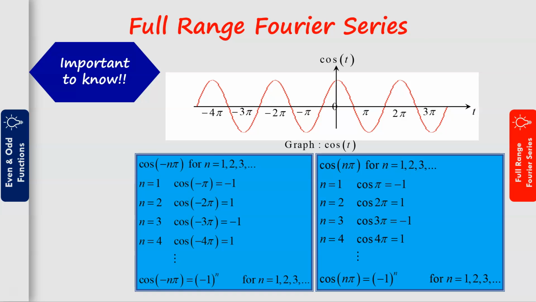And then class, the cos function is an even function. If you compute here, we use the same way. We have cos negative pi, you get negative 1. And cos pi also you get equal to negative 1. And cos negative 2 pi you get equal to 1, and cos 2 pi equal to 1. So when we summarize, we get cos negative n pi equal to negative 1 to the power of n, and cos n pi equal to negative 1 to the power of n.